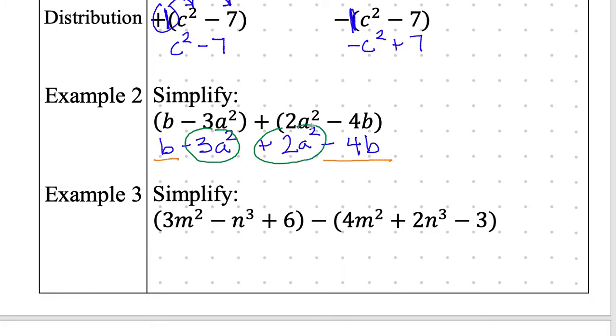Now I need to actually combine like terms. What's up, Leo? Oh, you have the answer? Oh, yeah. Go for it. Yeah, you have the answer for this one? This is equal to negative 3b.